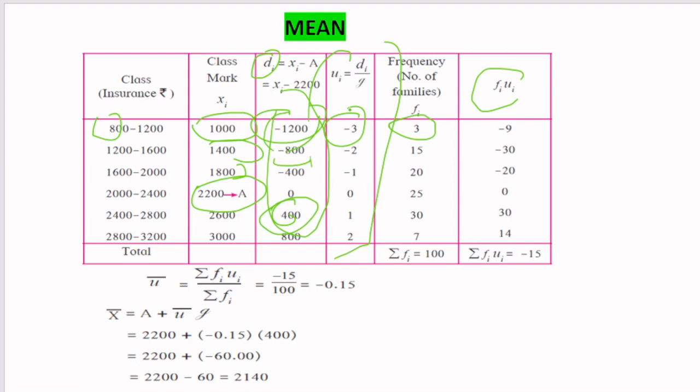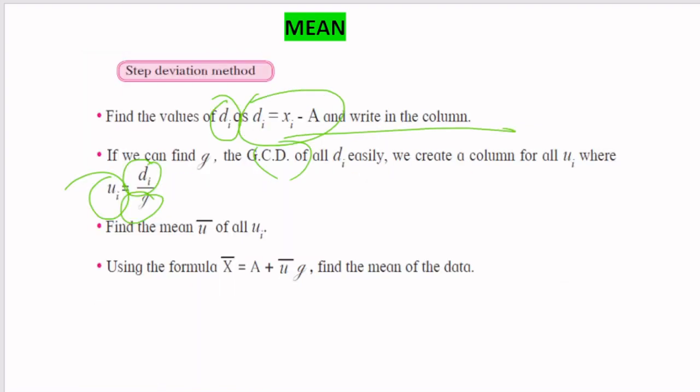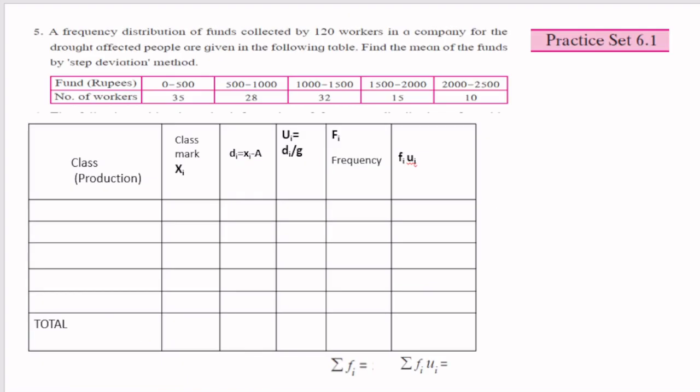Okay, so what is the formula? Again, the formula remains as it is. The moment you calculate fi ui, add all those values, and divide that summation fi ui by summation fi, you will get u bar. Once you get u bar, the formula is x bar equals assumed mean plus u bar into g. You'll get your mean. So this is the way to find the mean using the step deviation method. You will understand in detail once we solve a question.